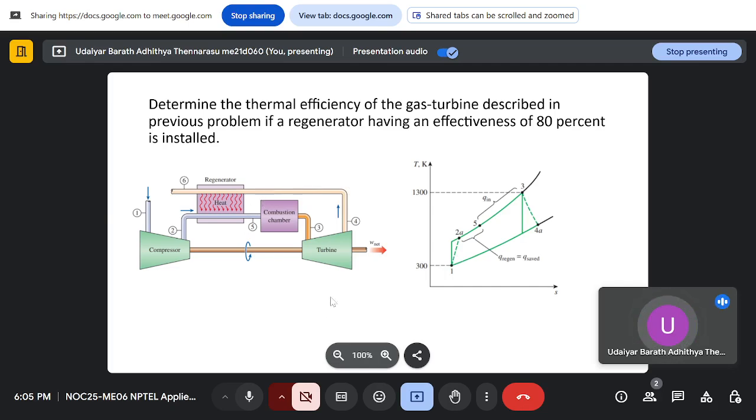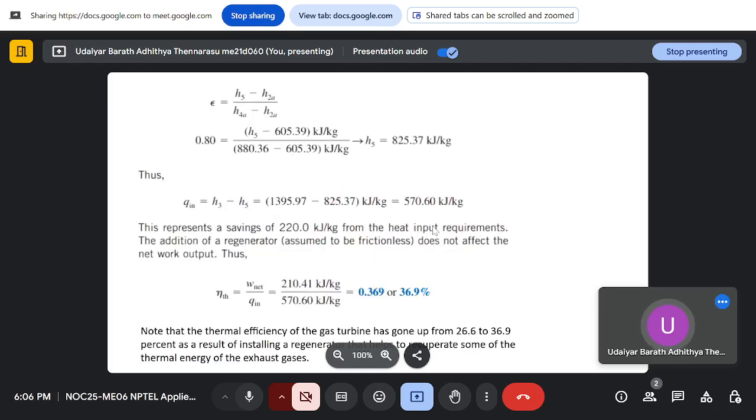What is asked is to determine the thermal efficiency of the gas turbine described in the problem which we saw in the previous week, but with a regenerator. So this is how it looks. The maximum temperature is 1300 and the minimum temperature is 30, the effectiveness of the heat exchanger is given as 80%, and the turbine and compressor efficiencies are given. With that we'll see how much difference it makes.